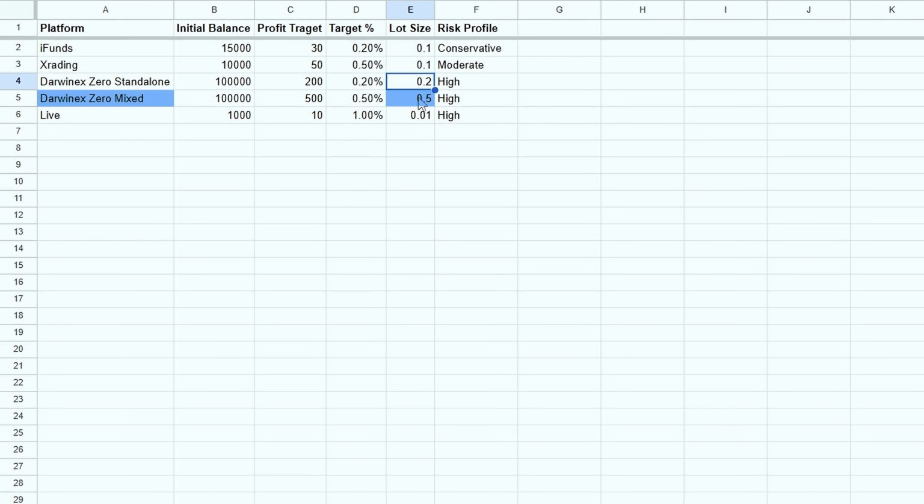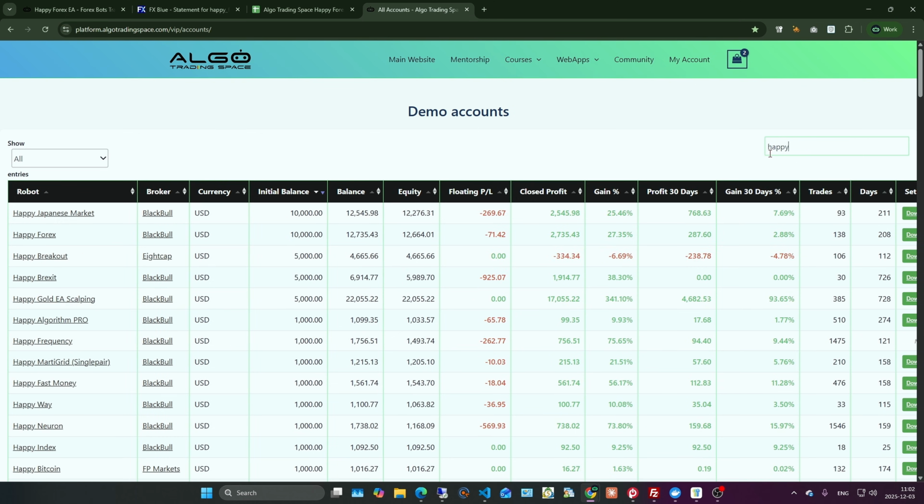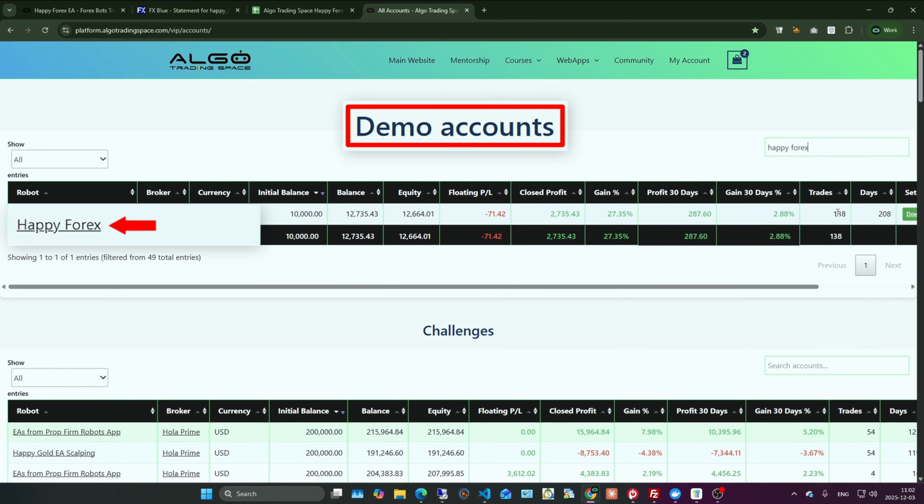Here we have even higher lot size, and the profit target is also higher. And finally on the live account with the lowest possible lots, we have a profit target of $10. So how did we come up with this setup? First of all, we have the Happy Forex running on a demo account for quite a long time.